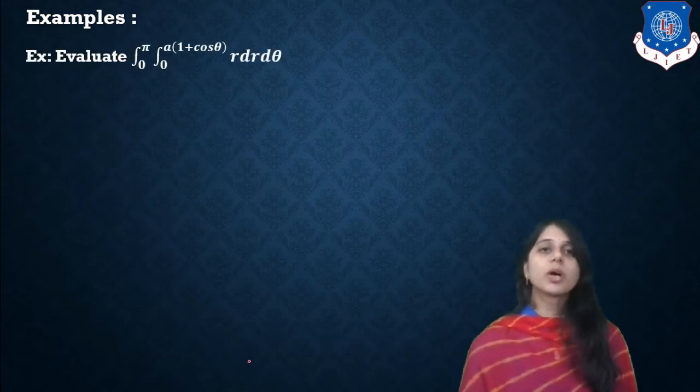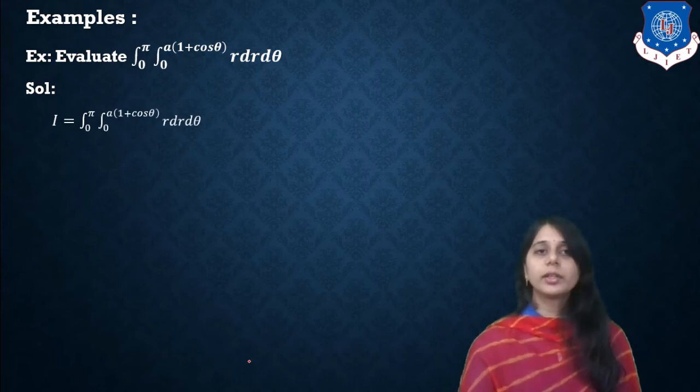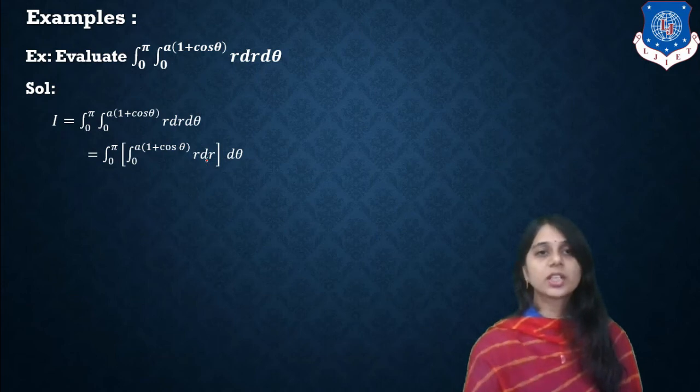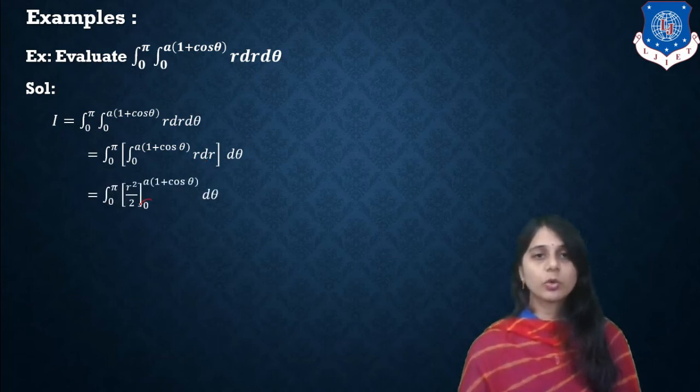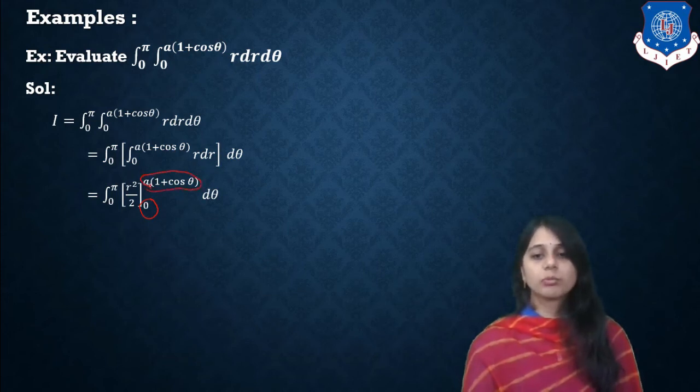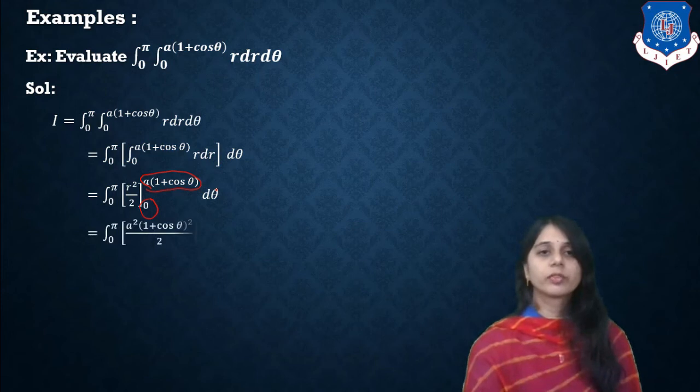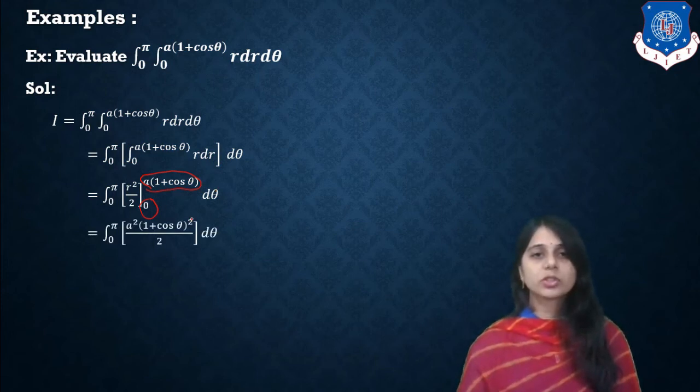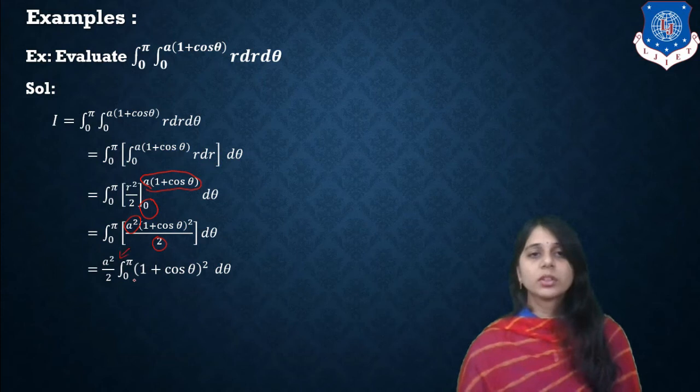Next example: from 0 to pi, 0 to a times 1 plus cos theta, r dr d theta. Okay, so we take r dr d theta. Now what is the next integration? It is r square by 2, with lower limit 0 and upper limit a times 1 plus cos theta. Putting the limits, we get a square times 1 plus cos theta whole square by 2. Now a square by 2 is a constant, so we take it common, and the integral is from 0 to pi of 1 plus cos theta whole square d theta.